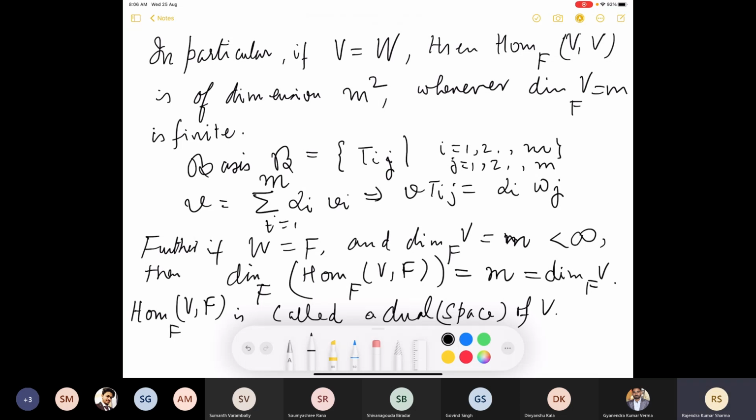One particular case which is of very much importance in itself is when W is the field F. So this can be treated as a vector space over itself. So W is F, and F is of course the field. In that case, the dimension of W over F will be 1. And what we get is that the dimension of Hom(V, F) is m times 1, and that is simply m, that means the dimension of V over F. So this is called the dual space of V.